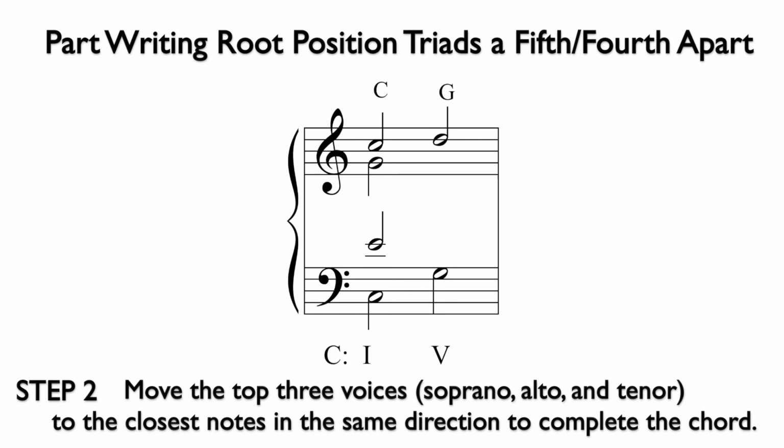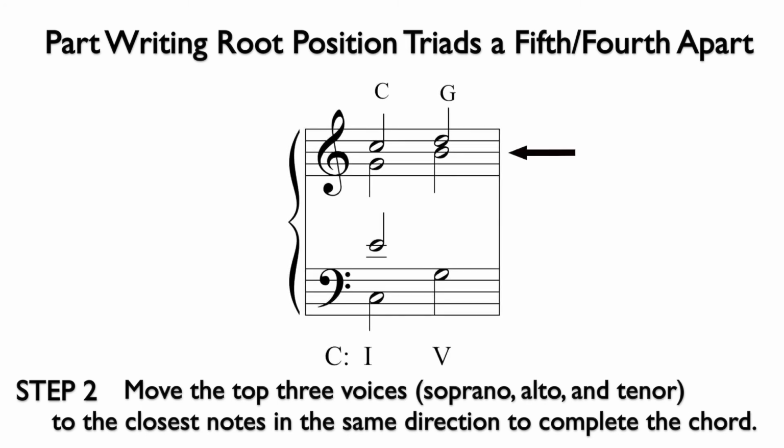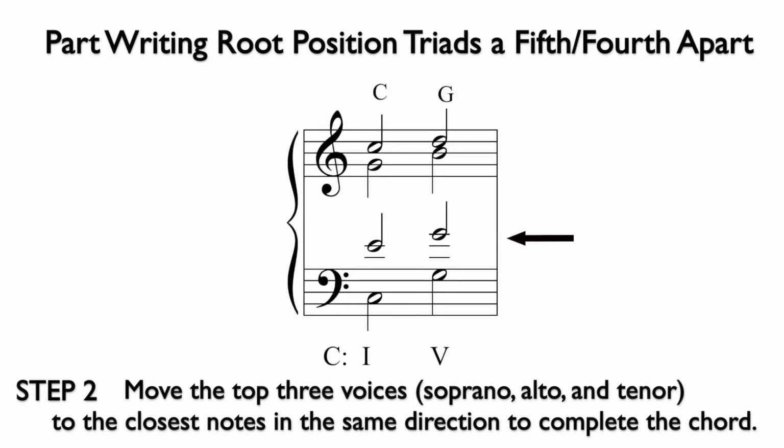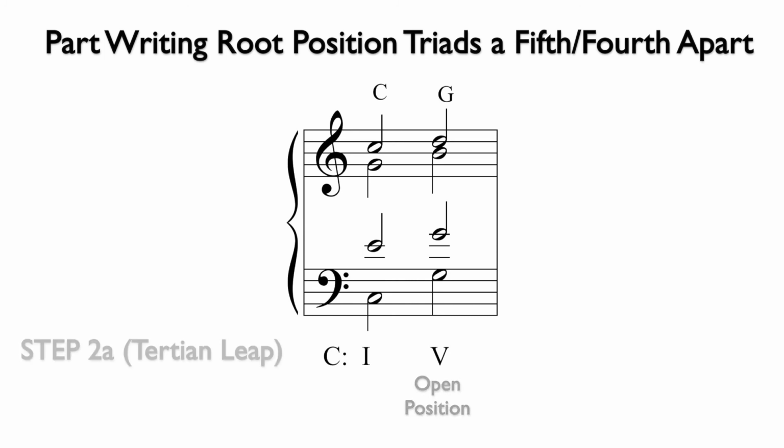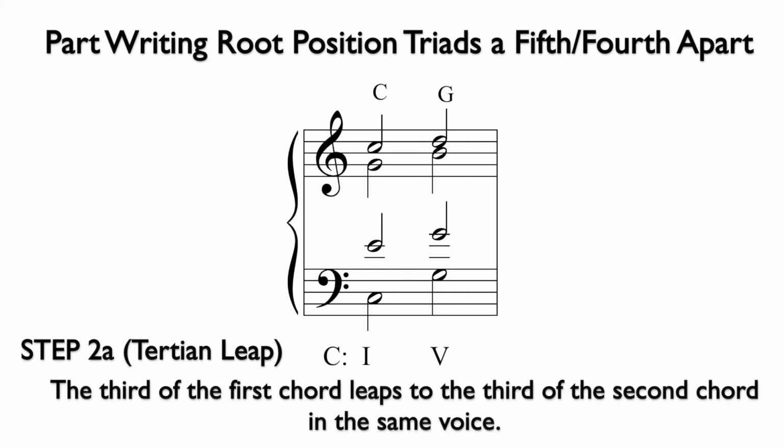If we follow the alto and tenor voices in the direction of the soprano, we can move the alto from G to B and the tenor from E to G. Step 2 does work, but it puts the tenor voice into its extended range. It may be better in this situation to voice the second chord in open position. Step 2A, also known as the tertian leap, because it involves a leap from the third of the first chord to the third of the second chord.